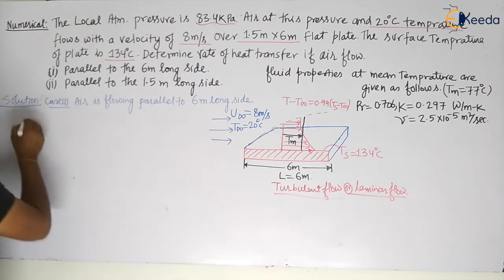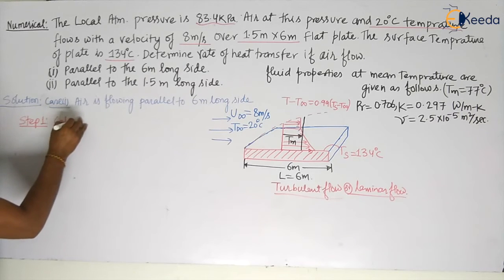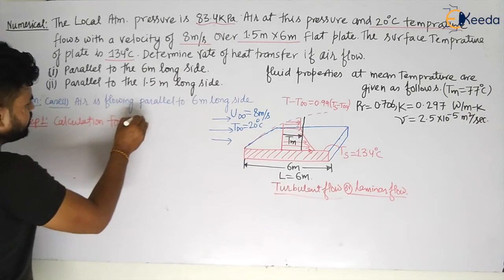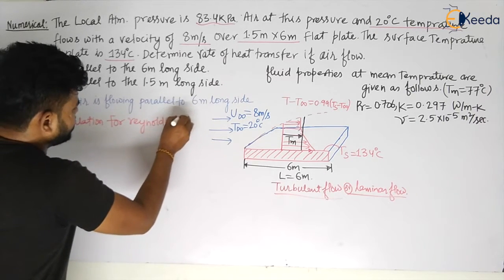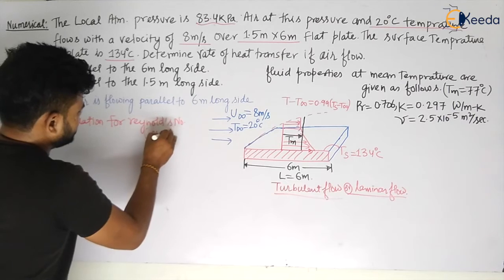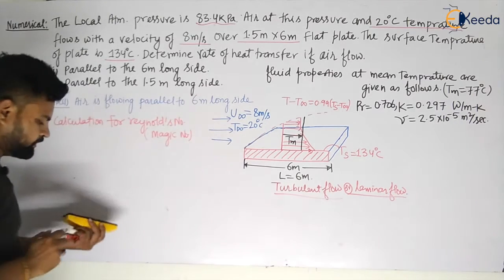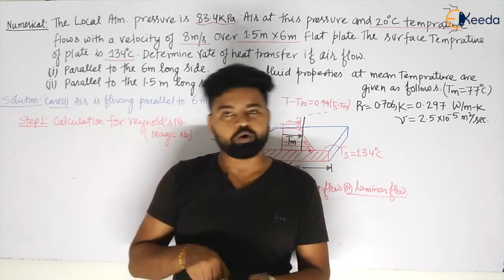So let us check if the flow is laminar or turbulent. We know what our steps are. First, my dear students, step one is calculation for Reynolds number, that is also called your magic number. We have seen the magic number, my dear students. So first of all, we will calculate the magic number. Then we will do all further calculations.